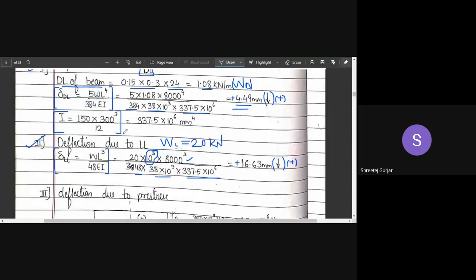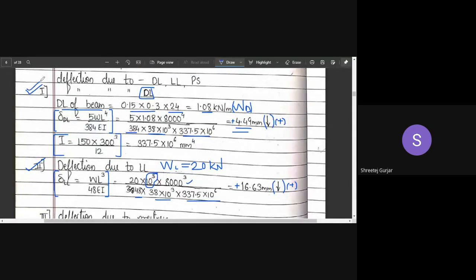Let me just confirm whether you have understood these two. Let me know if you have understood deflection due to dead load and live load. Yes, sir. No problem. Others? Shubham? Yes, sir. Rushikesh? Yes, sir. Sanket?